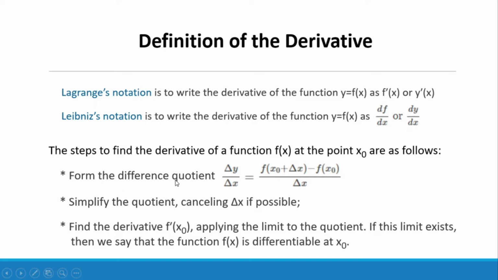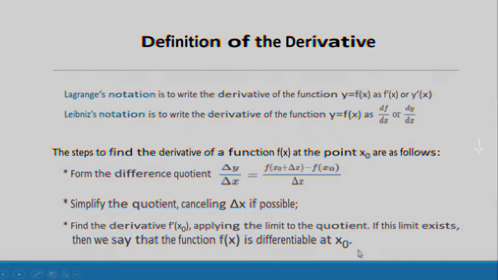First, you need to form the difference quotient, which is delta y over delta x, and it is equal to the function of the change of x, which is f of x sub 0 plus delta x minus f of x sub 0, all over delta x. Once you have the equation, simplify the quotient in order to cancel the delta x if possible. And then find the derivative, f prime of x sub 0, by applying the limit to the quotient. If these limits exist, then we say that the function f of x is differentiable at x sub 0.